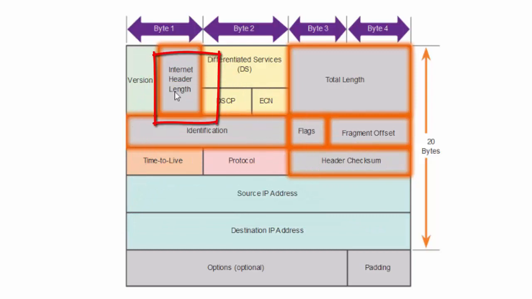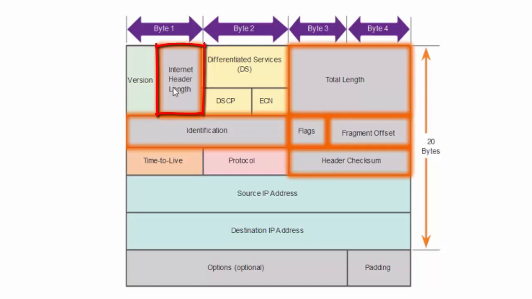The second part of this header concerns how to identify and validate the IP packet. So there is the 4-bit field of the internet header length, which represents the length of the header. As we can notice, the header length can go from 20 bytes to 60 bytes. So how can we represent the length 20 or 60 in a 4-bit field?